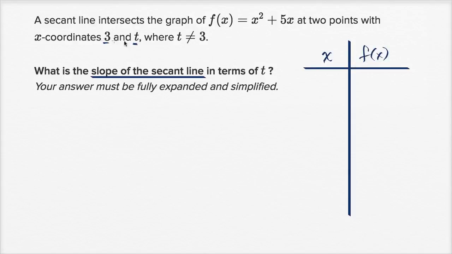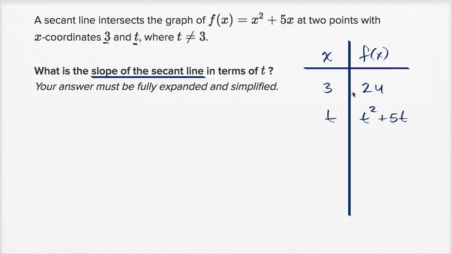So when x is equal to 3, what is f of x? Well, it's going to be 3 squared plus 5 times 3. This is going to be 9 plus 15, which is 24. And when x is equal to t, what is f of t? Well, it is going to be t squared plus 5t.